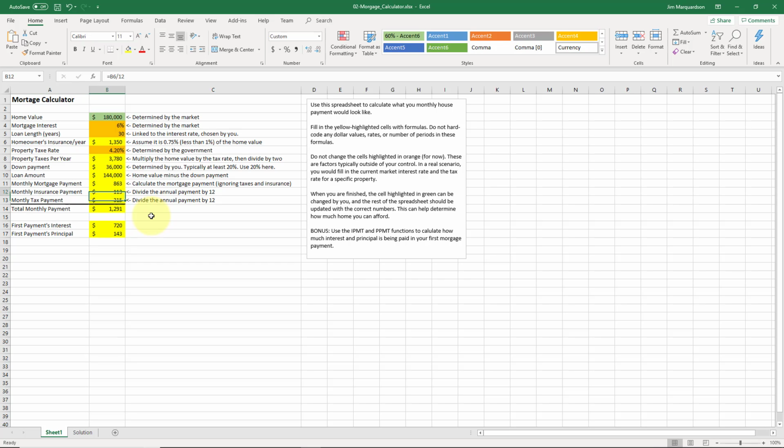We can play with a bunch of other numbers too. Let's say I want to put a bigger down payment instead of just 36,000. I could change this. What if I wanted to put 30% down? Okay, my down payment goes down, and I'm going to be paying a lot less interest over the life of the loan. So you can play with this spreadsheet as much as you want. I'm going to undo those last couple of changes.